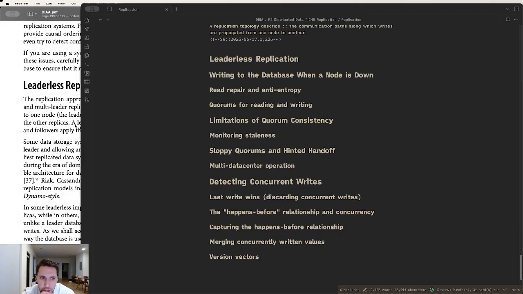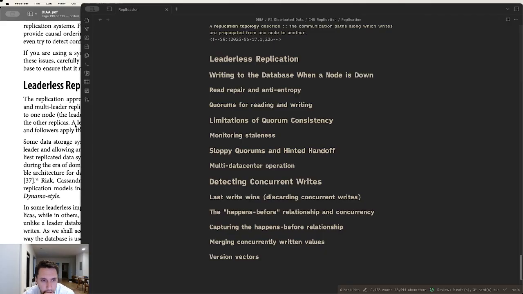Some data storage systems take a different approach, abandoning the concept of a leader and allowing any replica to directly accept writes from clients.